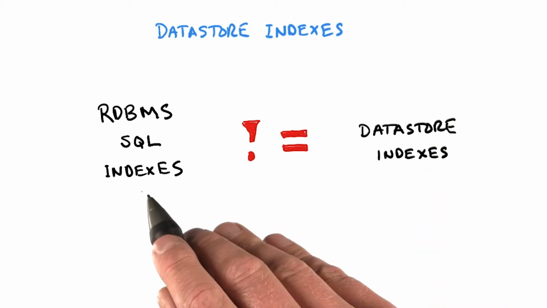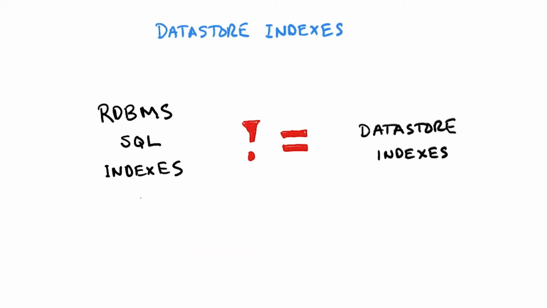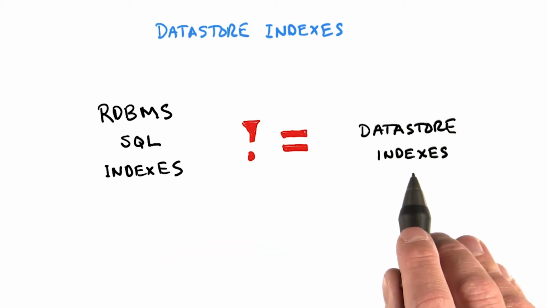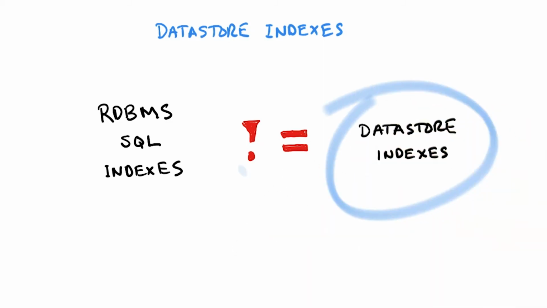Indexes in RDBMS are a query optimization used to retrieve your results faster, while indexes in data store are in fact required to perform a query on that data at all. So if you want to query for data store data, there has to be an index for that data. Be sure to remember this.